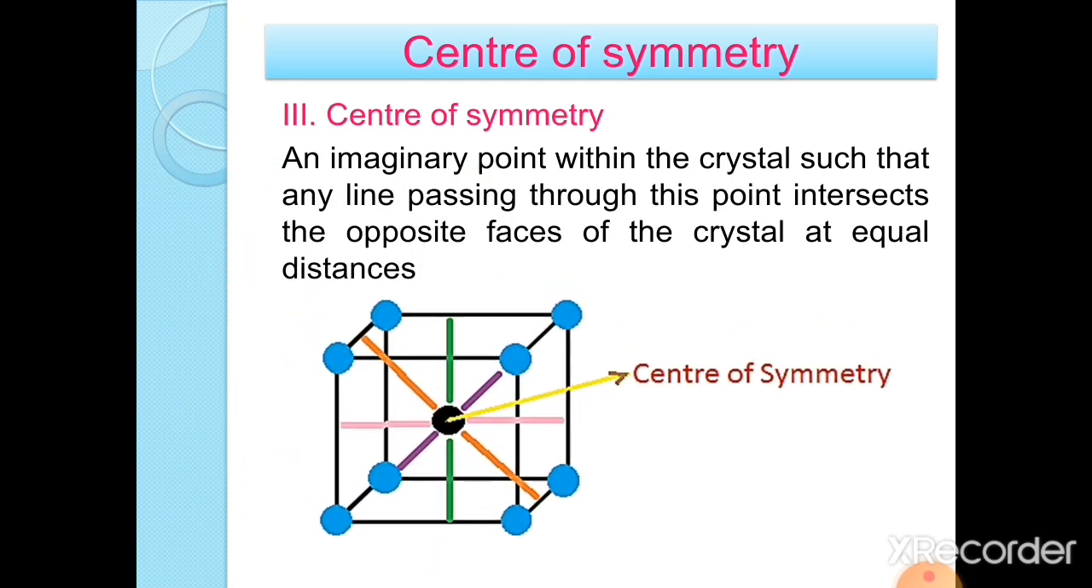You can visualize the center of symmetry from this figure. This point represents the center of symmetry. This line meets the opposite faces at equal distances. This line also meets the opposite faces at equal distances. This also meets these two opposite faces at equal distances. Therefore, this point can be considered as center of symmetry.